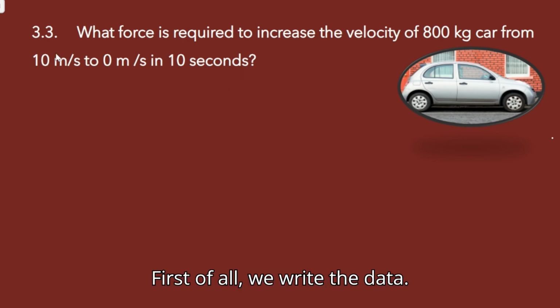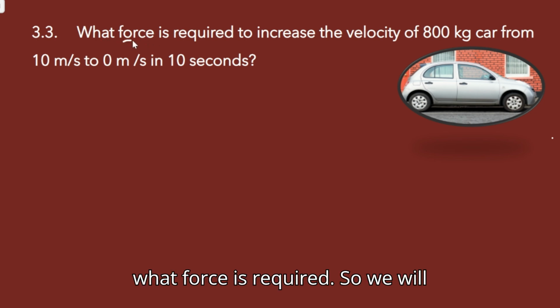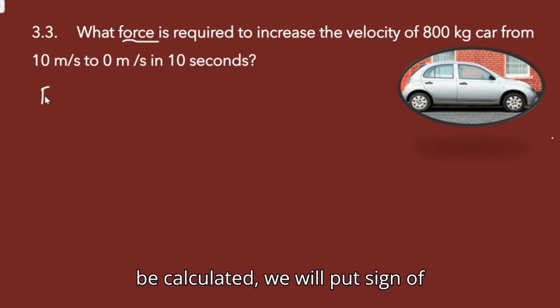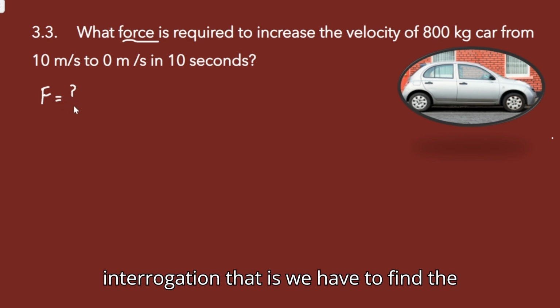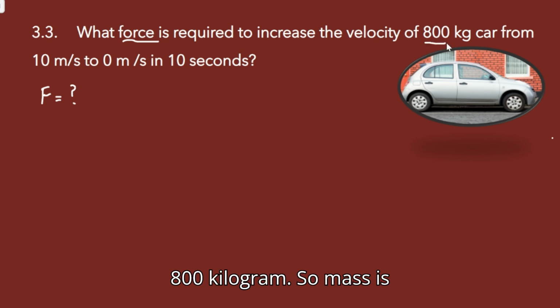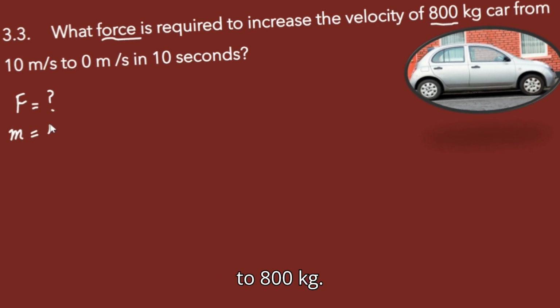First of all, we write the data. We have to calculate force. What force is required? So we will put that force is to be calculated, with a sign of interrogation, that is, we have to find the force. And the mass of the car is 800 kilogram. So mass is represented by m, and m is equal to 800 kg.